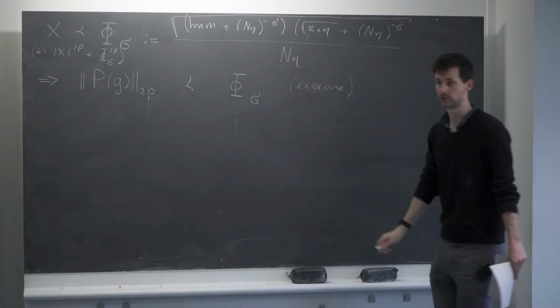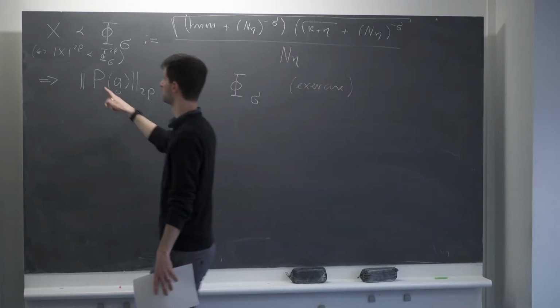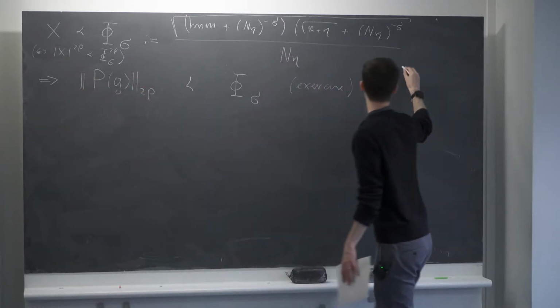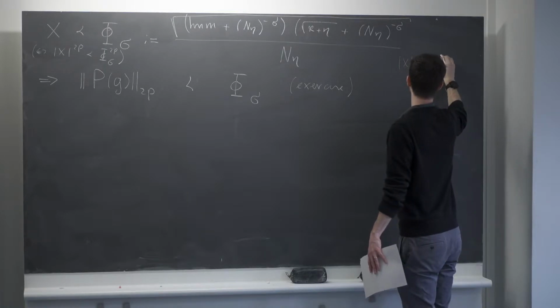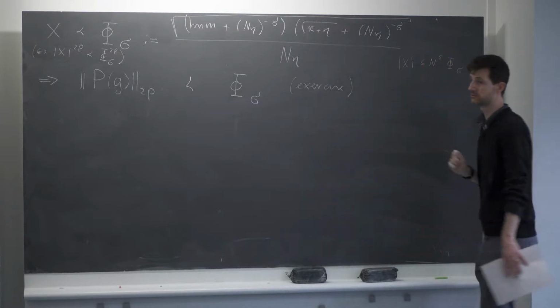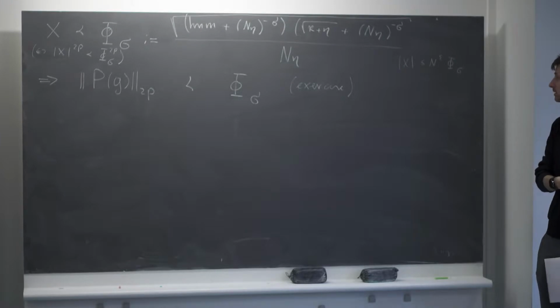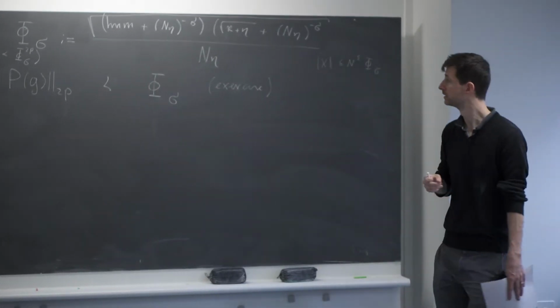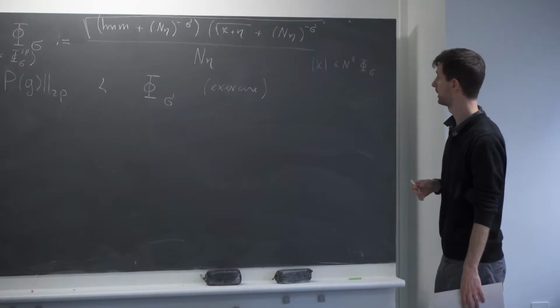Basically, you have to partition your probability space into two events. One is the good event on which this estimate holds. So this is a good event. This has very high probability. And then you have the bad event as well. And the exercise is you have to figure out what to do on the bad event.